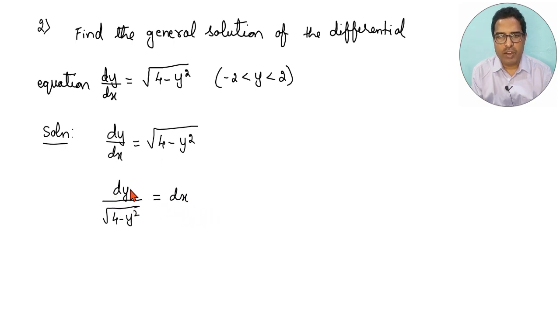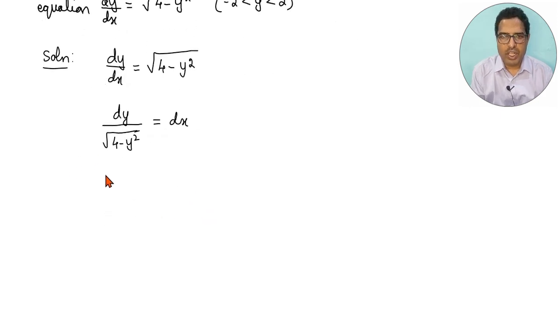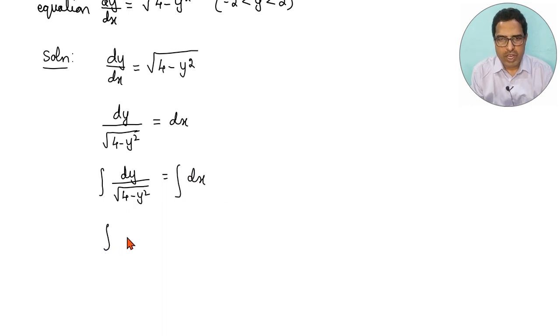So you can see that the variables are separated over here. y is on the left hand side and x is on the right hand side. Now we can integrate on both sides. We get the integral of dy by root of 4 minus y square is equal to the integral of dx. You can rewrite this as the integral of dy by root of, this 4 can be written as 2 square, minus y square, is equal to the integral of dx.